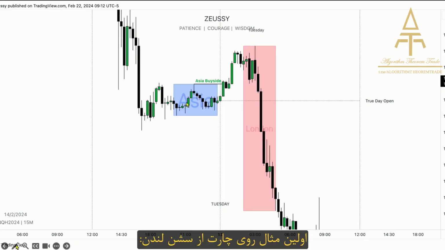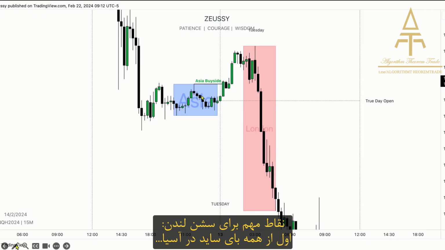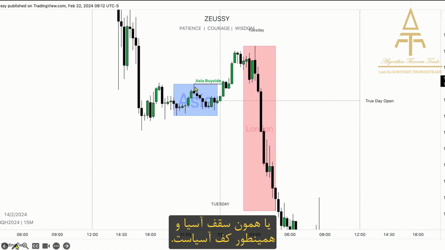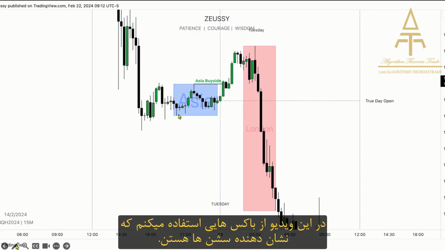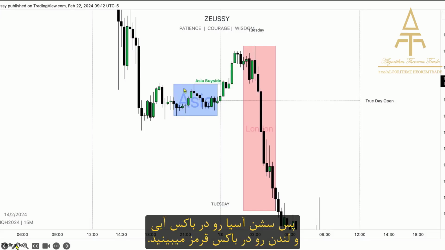So let us now take a look at the first chart example of the London session. As you can see, the reference points for the London session are first of all the Asia buy side, so it means the Asia high and the Asia low. During this lecture, I will make use of boxes that showcase the sessions. So in this case, the Asia session is plotted in blue and the London session is plotted in red.